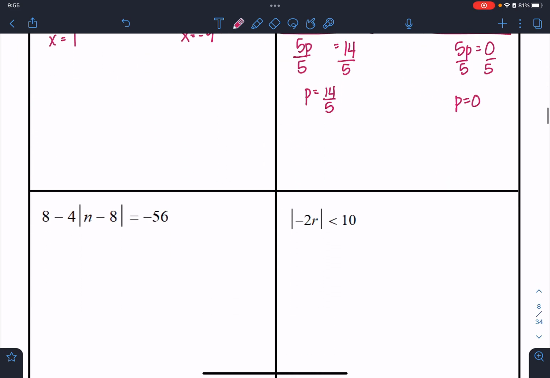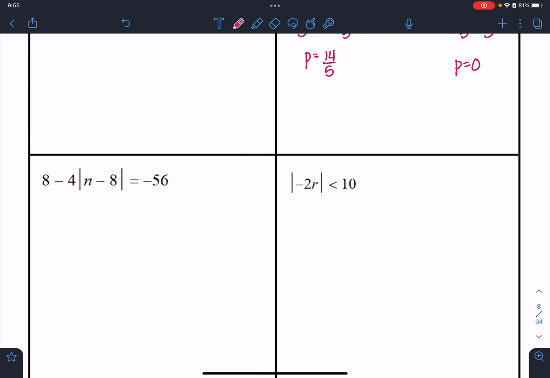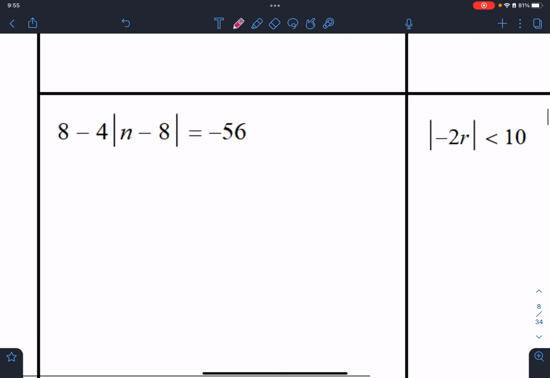Then let's look at the ones where I have multiple things outside of the bars. So remember, we think of those absolute values as kind of like the house. You can only set up your 2 equations when that house is by itself. We have 2 numbers outside. And I like this one because I have a lot of people that want to just do 8 minus 4 right off the bat. You cannot do that. Remember, it's 8 minus 4 times all of this stuff, okay?